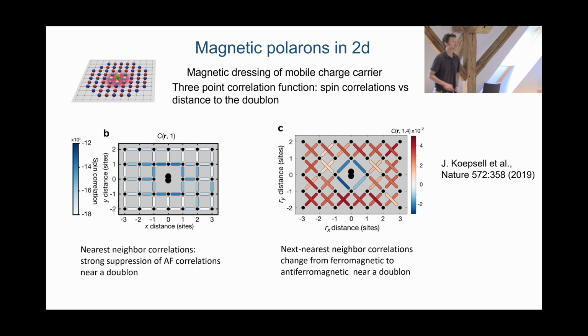Okay, so now what do experiments tell us about such magnetic polarons? These are results, again, from Munich. What they have done was to put one dopant in.